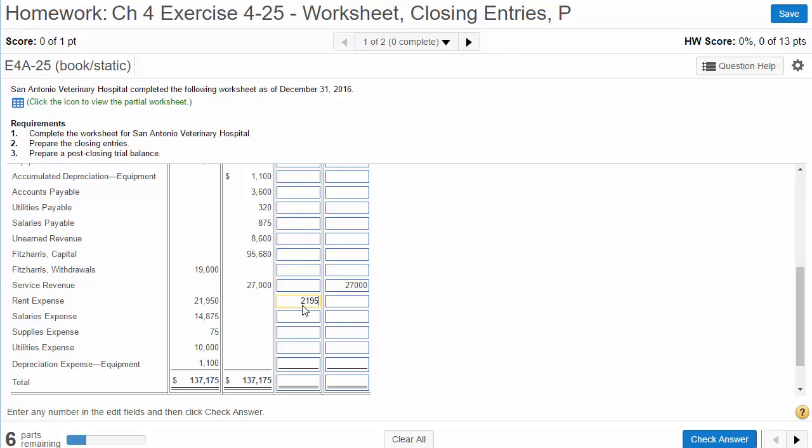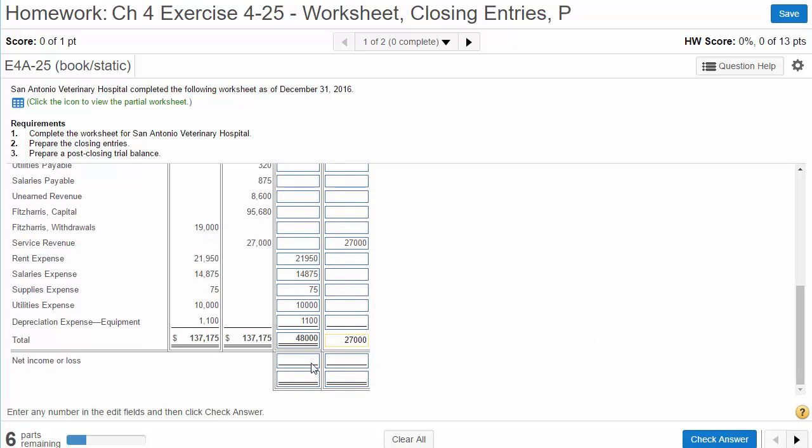So rent expense, hit your down arrow, 14,875, hit your down arrow, 75, 10,000, 1,100. And then we're going to add up these revenues, and we're going to get a total of 27,000. And then we're going to add up the expenses, and we're going to get 48,000. So this is not good news. We've got way more expenses than revenue. So this company is going to have a net loss.